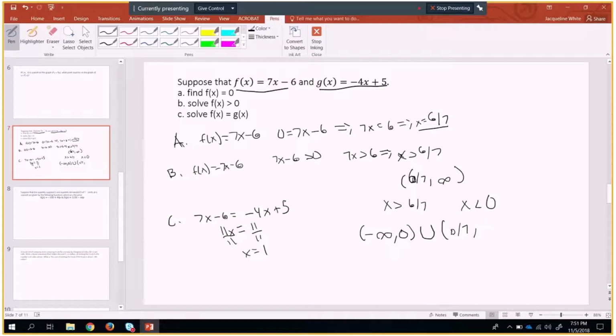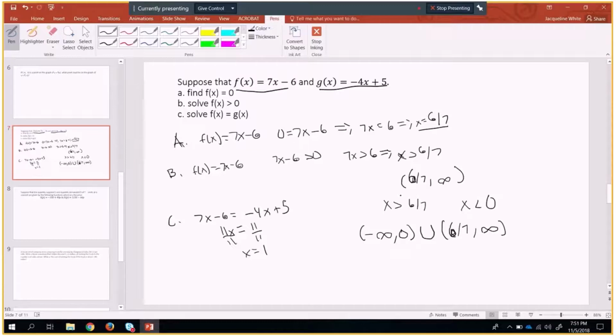I don't know why these 6's keep on disappearing, but bear with me here. 6 over 7 to infinity. Alright? Because that takes care of every x number all the way up to infinity, since x can be greater than 6 over 7.